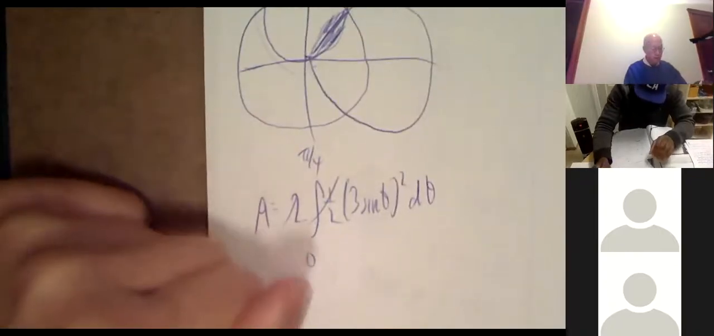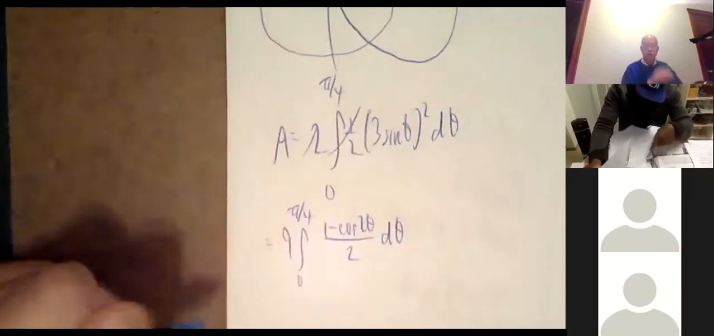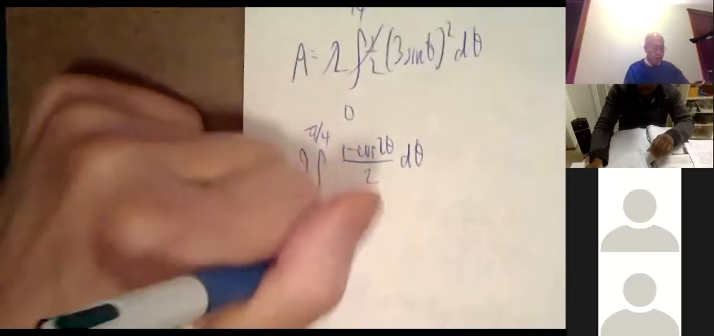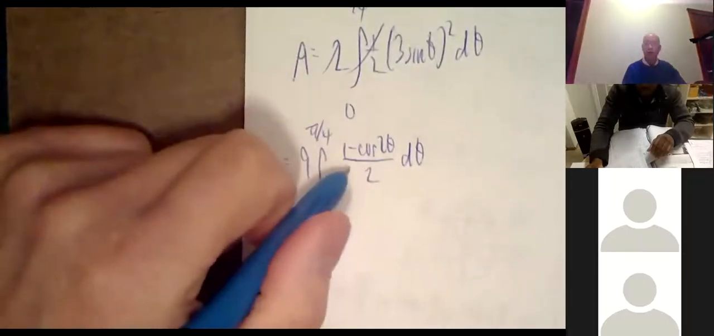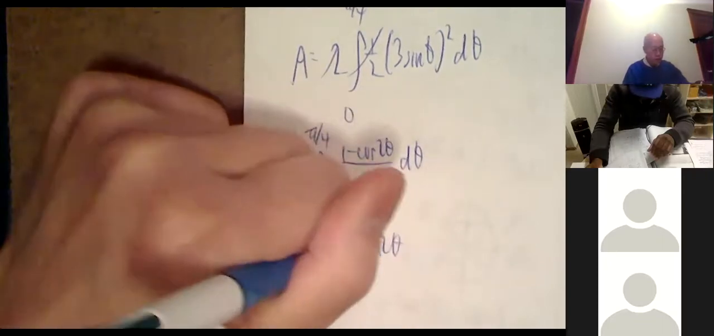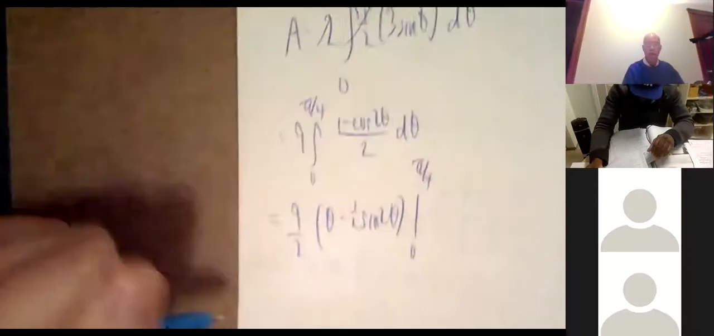So take out the 9, integral from 0 to pi over 4. Sine squared is 1 minus cosine 2 theta over 2 d theta. Bring the 2 out, so that's 9 over 2. Integral of 1 d theta is theta. Integral of negative cosine 2 theta is negative sine 2 theta times 1/2, from 0 to pi over 4.